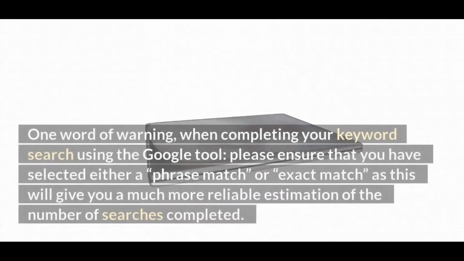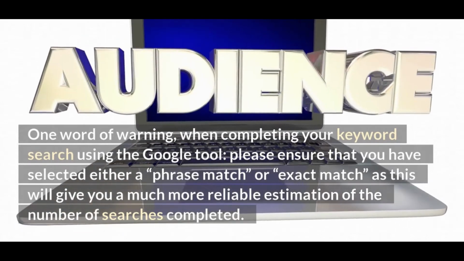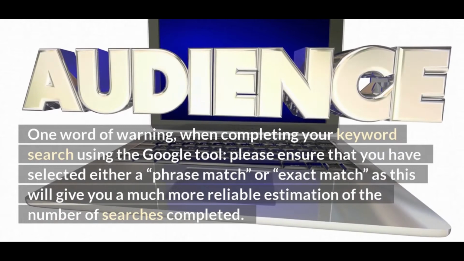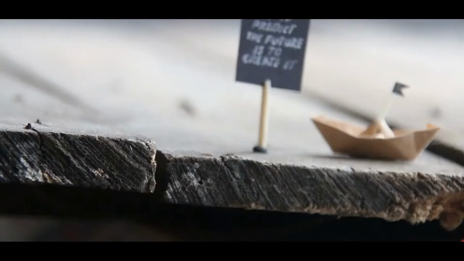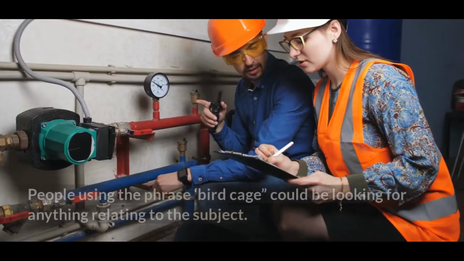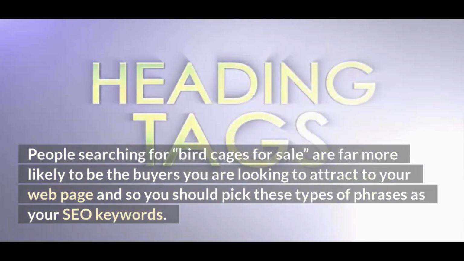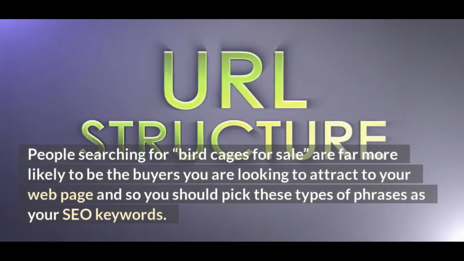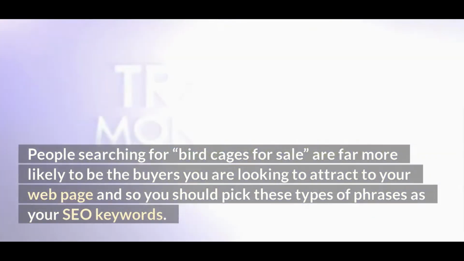One word of warning: when completing your keyword search using the Google tool, please ensure that you have selected either a phrase match or exact match, as this will give you a much more reliable estimation of the number of searches completed. The smart way of working is to pick the phrases that are more targeted. People using the phrase birdcage could be looking for anything relating to the subject. People searching for bird cages for sale are far more likely to be the buyers you are looking to attract to your web page, and so you should pick these types of phrases as your SEO keywords.